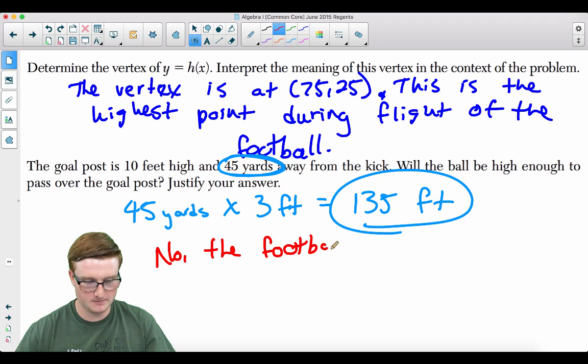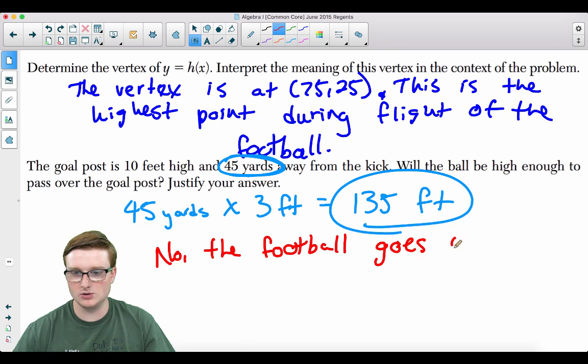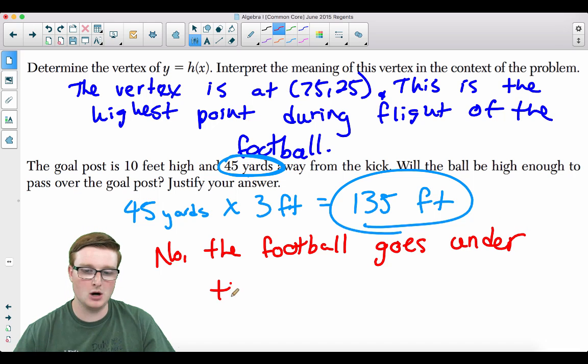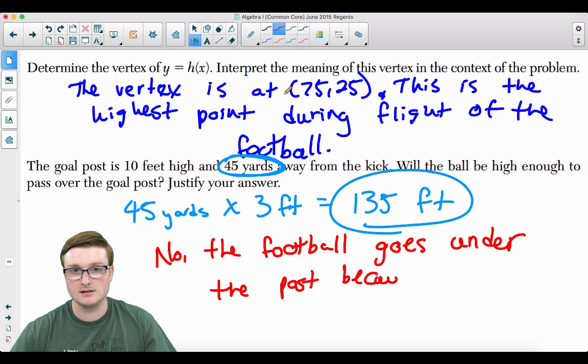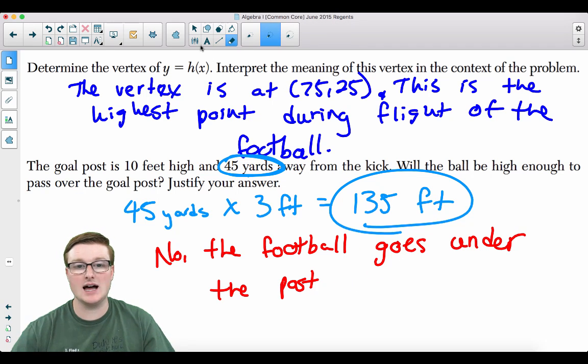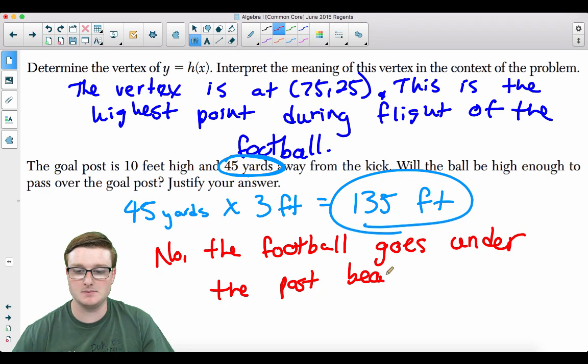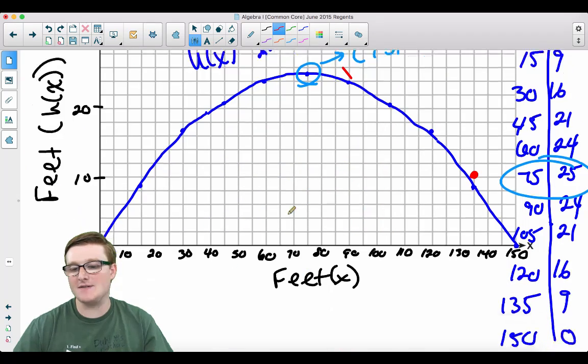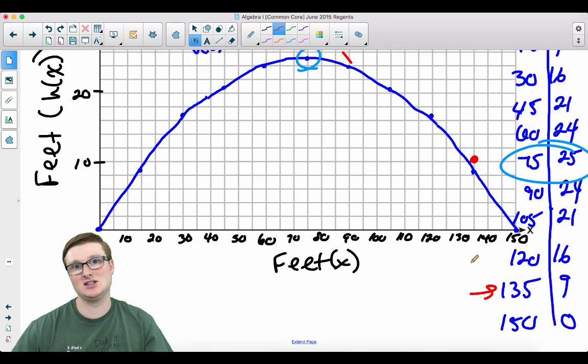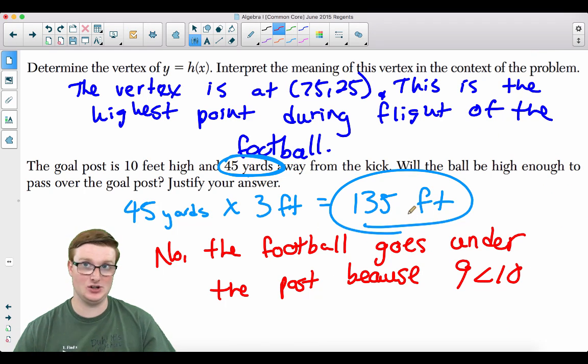The football goes under the post because, and you could actually use a height to justify this, because 9 is less than 10. At 135, it's at 9 feet. The goalpost is 10 feet. So therefore, since 9 is less than 10, that is your answer.